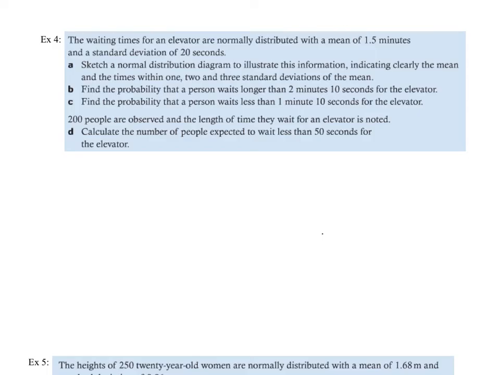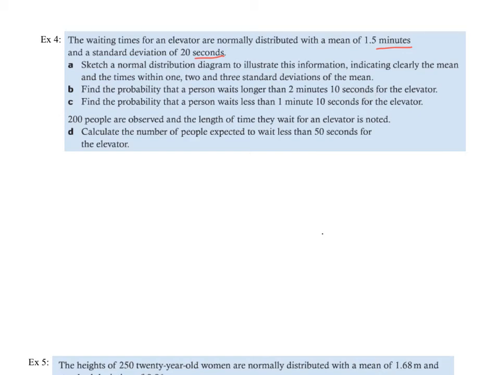So let's take a look at example 4 that says, the waiting times for an elevator are normally distributed with a mean of 1.5 minutes and a standard deviation of 20 seconds. One thing I'm noticing right off the bat, notice that our mean is given in minutes and standard deviation in seconds. So we'll want to pay attention to that as we start working on this problem. Letter A says, sketch a normal distribution diagram to illustrate this information, indicating clearly the mean and the times from 1, 2, and 3 standard deviations of the mean.